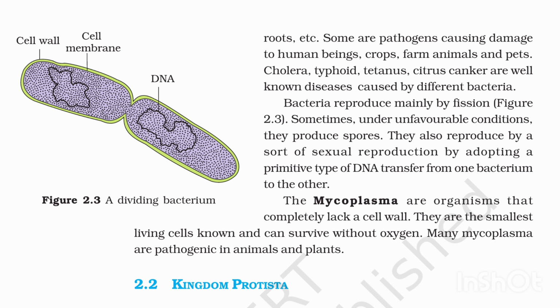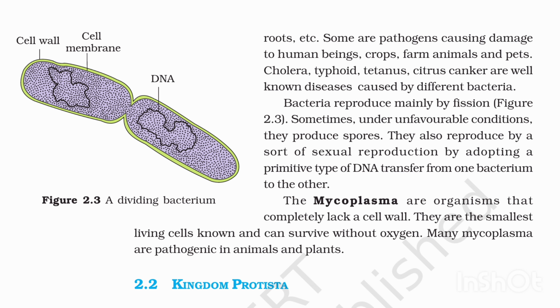Some are pathogens causing damage to human beings, crops, farm animals, and pets. Cholera, typhoid, tetanus, citrus canker are well-known diseases caused by different bacteria. Bacteria reproduce mainly by fission, figure 2.3. Sometimes, under unfavorable conditions, they produce spores.